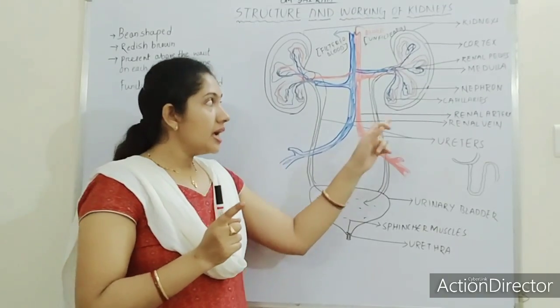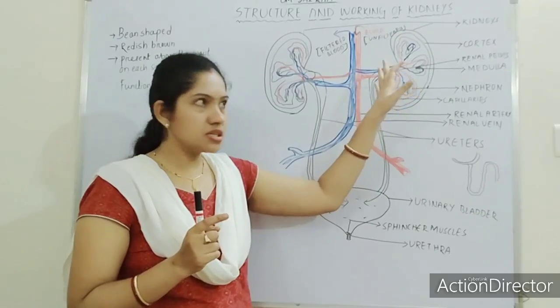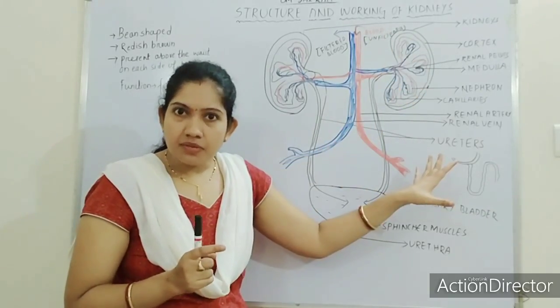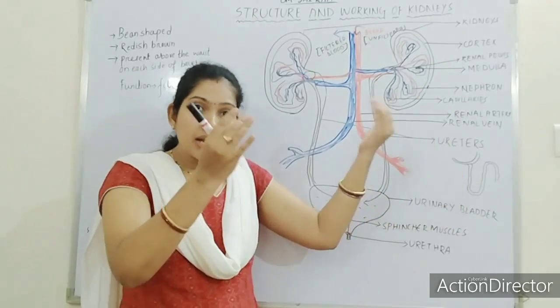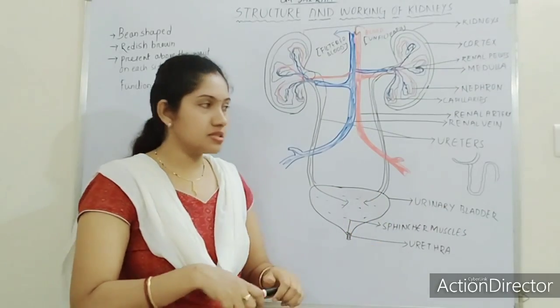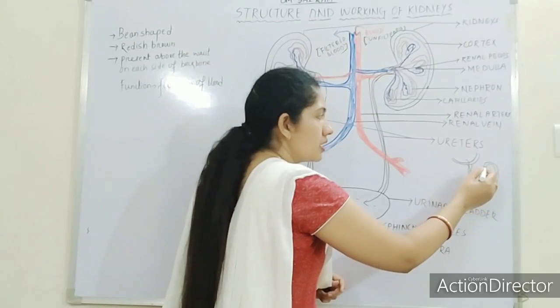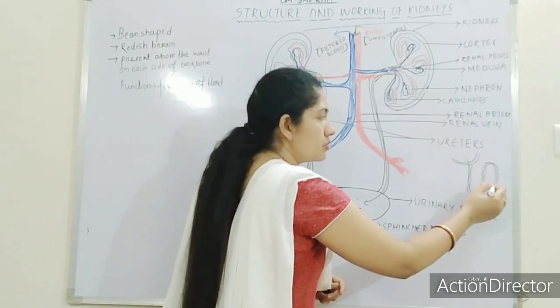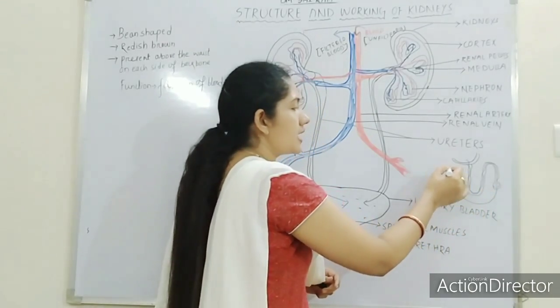And about the filtration unit, how does it filter? Already we have discussed that it will filter blood, but how will it filter, and how will it absorb the useful substances? See here, it will filter, and the filtrate, or the urine, will be stored and it will pass on to the renal pelvis.